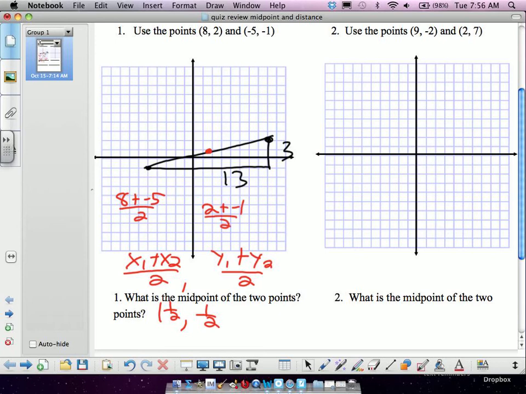8 minus 5 gives us 3. 3 over 2 is the same as 1.5. Okay. 2 plus negative 1 is 1. 1 over 2 is 1 over 2. Okay. See how there's two ways to do it? Not a big deal. Okay. You could stop graphically if you get it that way.